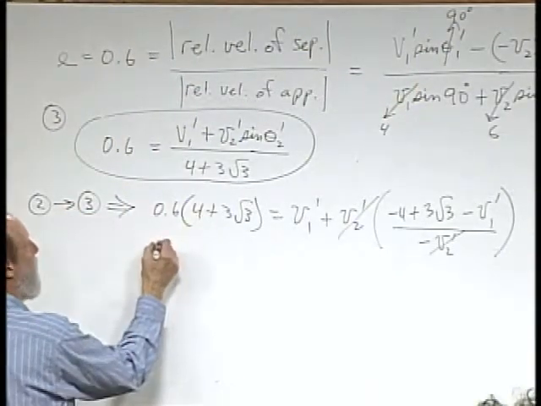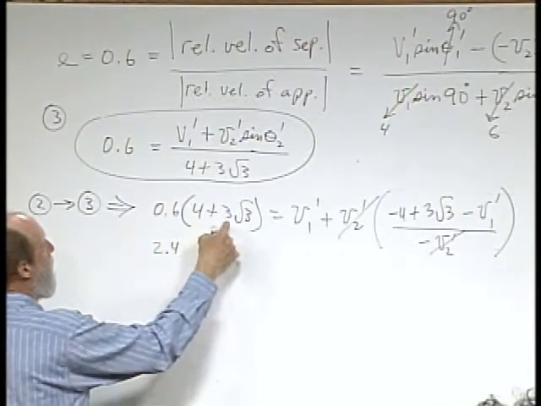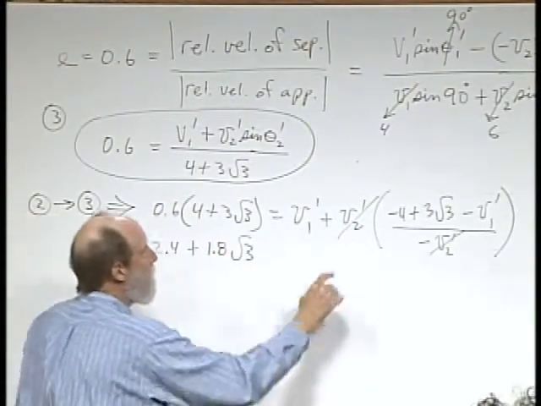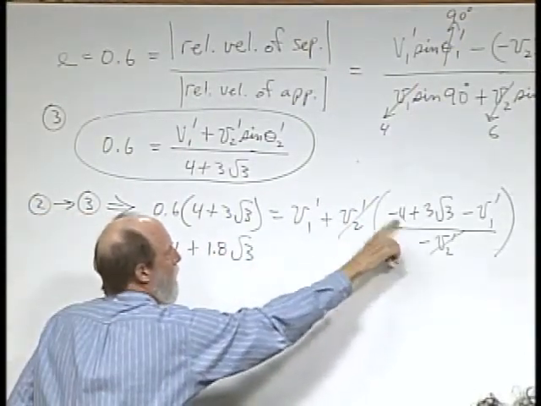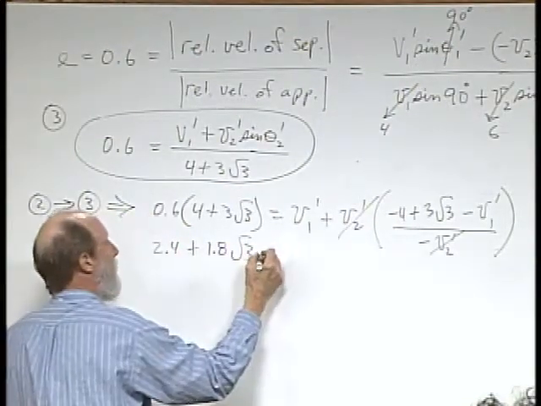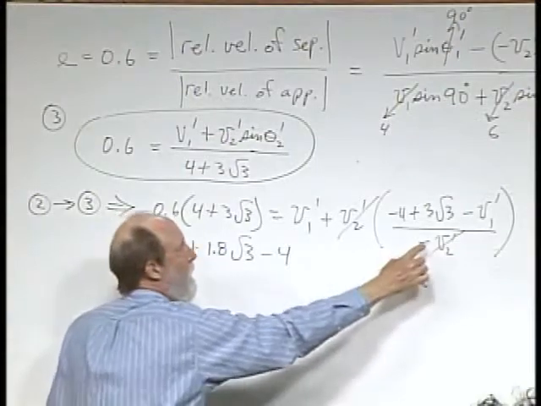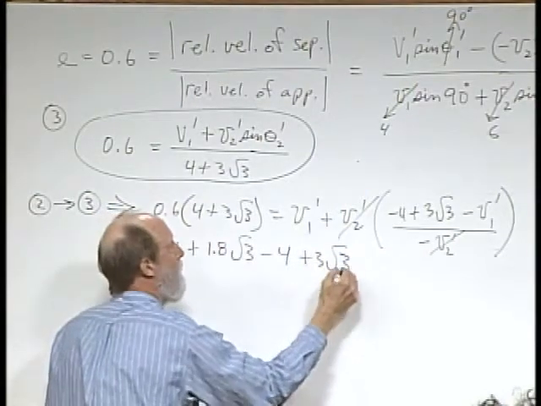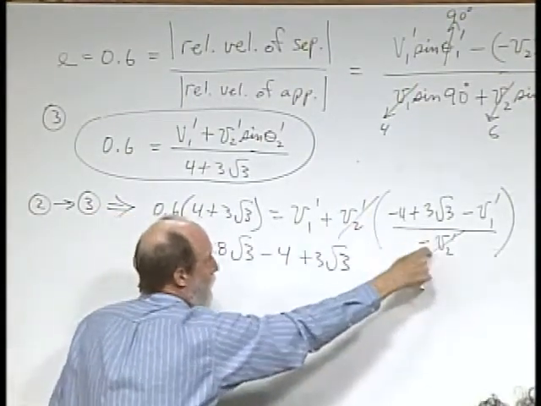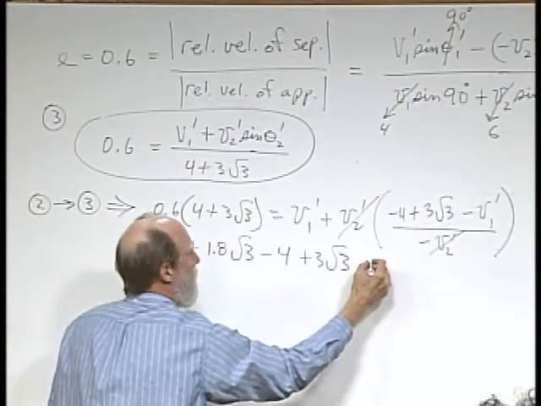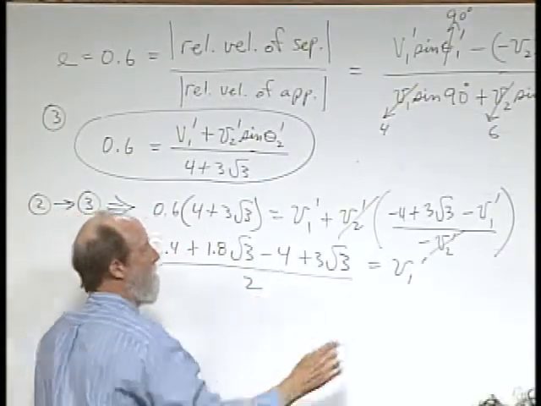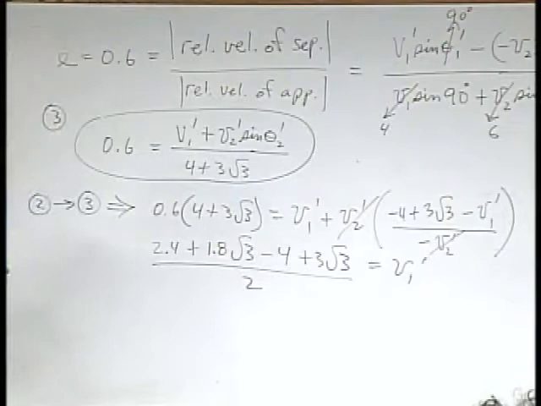We get 2.4 right here, and then 1.8 radical 3. And then this becomes positive on this side, that 4, and bring it over, it becomes a negative 4. And then this term right here becomes negative, and bring it over, it becomes positive. And then we end up now having positive v1 prime added to that is 2 of those. So v1 prime is going to be this arithmetic over here divided by 2, because of the 2 v1 primes showing up. So if you punch that out, we should get the v1 prime value.